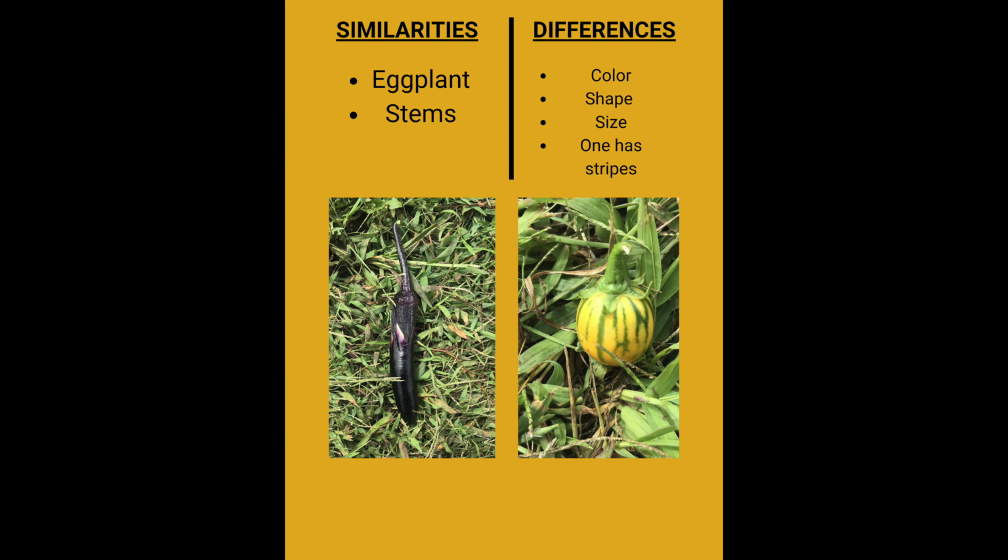Okay class, after giving yourself a few moments to identify some similarities and differences, we're going to go over them. So again, both of these vegetables are eggplants, and as you can see, they both have stems on top of the vegetable. And then some differences that I could point out are color. One is purple and one is yellow and green. The shape, one is long and the other one is circle. The sizes are different. The one on the left is rather big and the one on the right is rather small. And then the last difference that I can point out is one has stripes and the other doesn't. Did you find the same similarities and differences that I did?